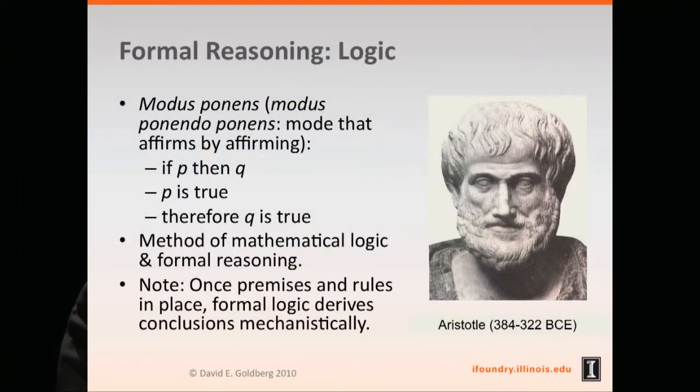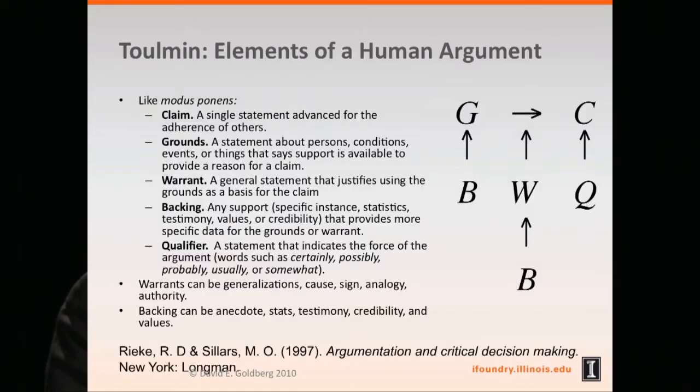Now, in formal reasoning, we have things like modus ponens. If P then Q, P is true, therefore Q is true. So this is the method of mathematical logic and formal reasoning. But notice, once the premises and rules are in place, formal logic is merely a mechanical device. In Toulmin, we have something like if P then Q, but with some real-world adjustments.